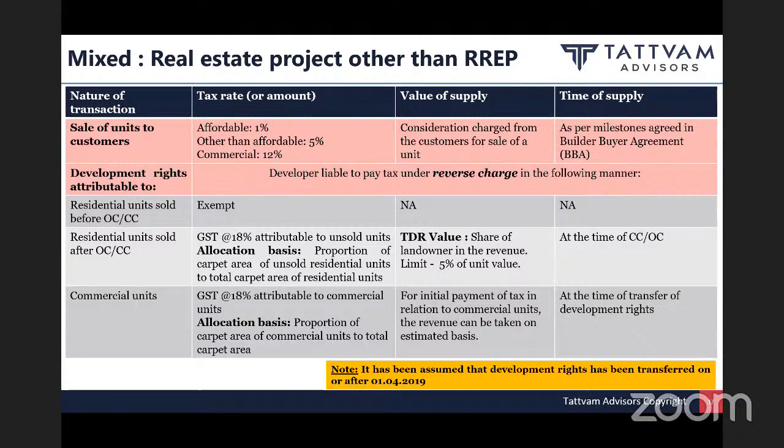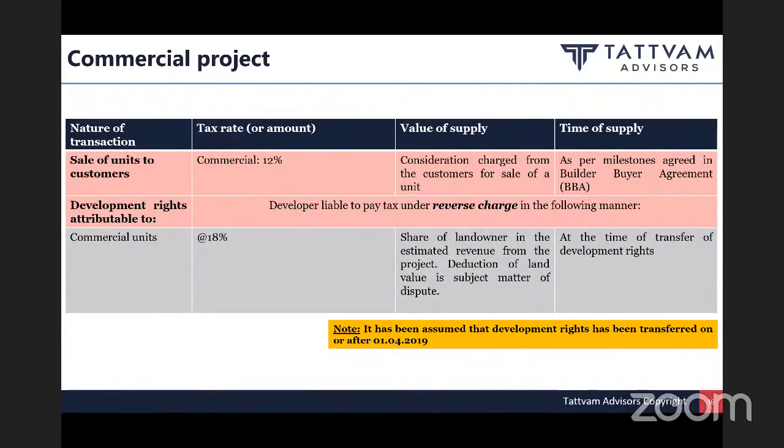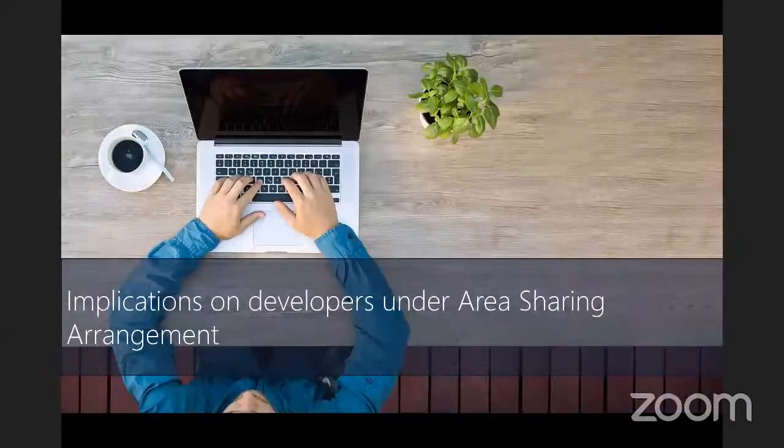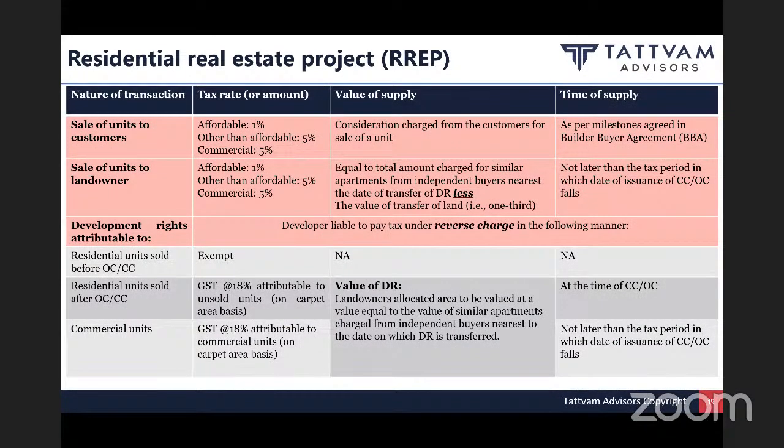So in case of a mixed project, the implication will be same as what we discussed earlier. For the commercial units, the implication will be same as what we discussed for the commercial project, and for the residential unit, the implication will be same as what we discussed for the RREP project. So this will be the tax implication in case of revenue sharing agreements. So what we have covered till now is revenue sharing agreement for residential project as well as commercial project. Now we will move towards area sharing agreements, wherein landowner is getting area from the developer.